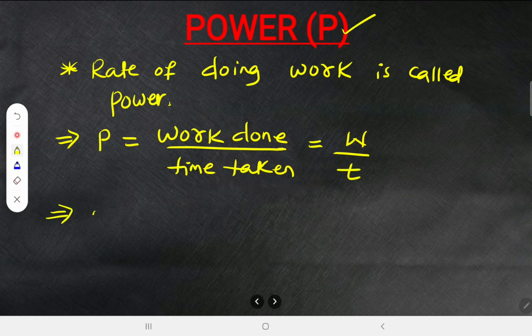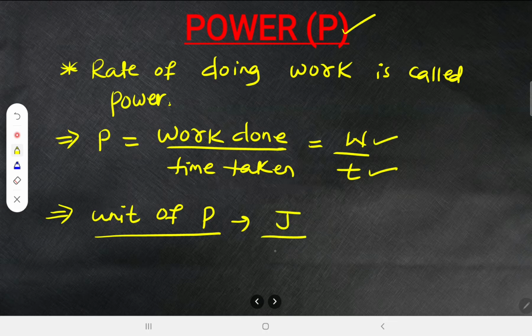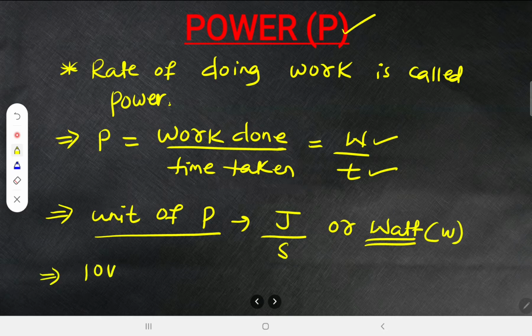All right, so if you want to see the unit of power, if you have a look at this, so W is a joule, right? So that is joule divided by time, which is a second, joule per second, or this is only known as watt. To respect James Watt, we have named joule per second as watt, and it is represented by W. All right, what do you mean by 10 watt? 10 watt is nothing but 10 joule per second. That means in 1 second 10 joule of work is done.